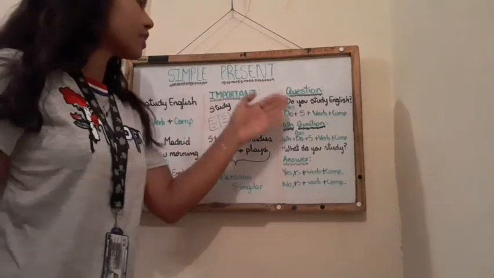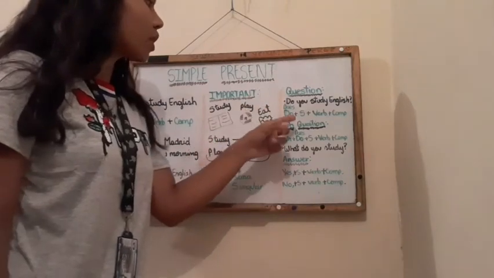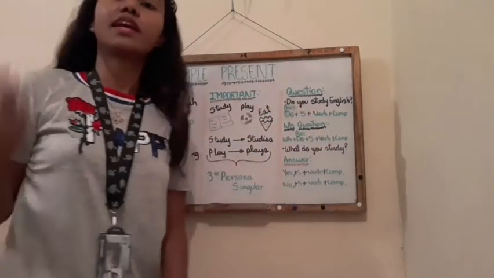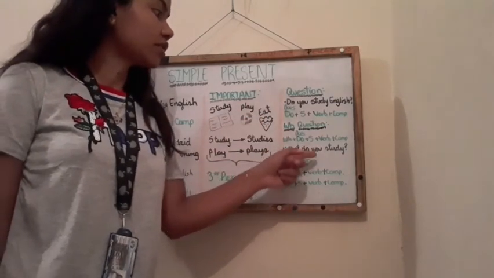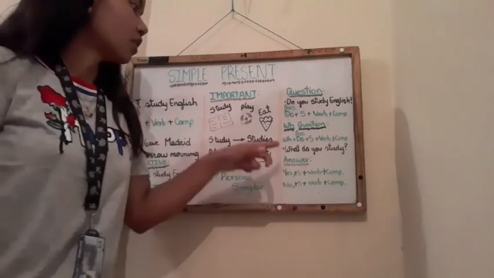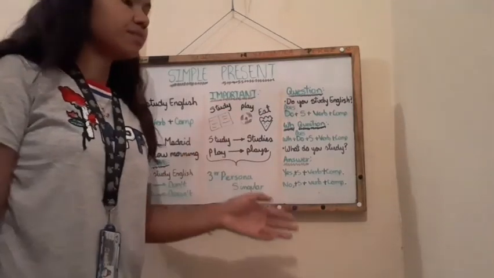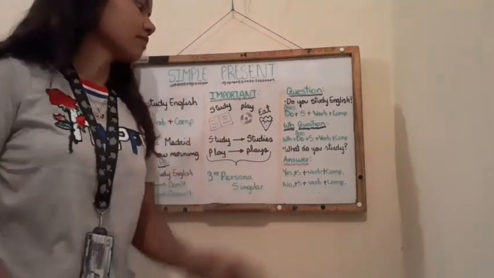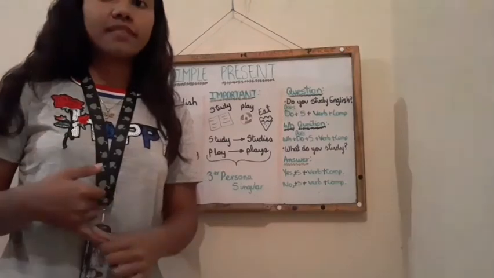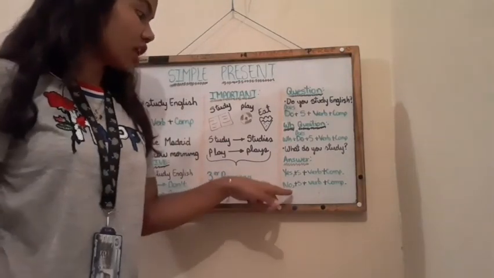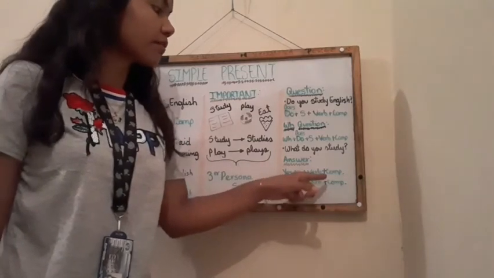In questions, for example, do you study English? It is does or do, plus subject, plus verb, plus complement. In a what question, it is what plus do or does, plus subject, plus verb, plus complement. For example, what do you study? Answer. In affirmative sentences it is yes, plus subject, plus verb, plus complement. In negative sentences it is no, plus subject, plus do not, plus verb, plus complement.